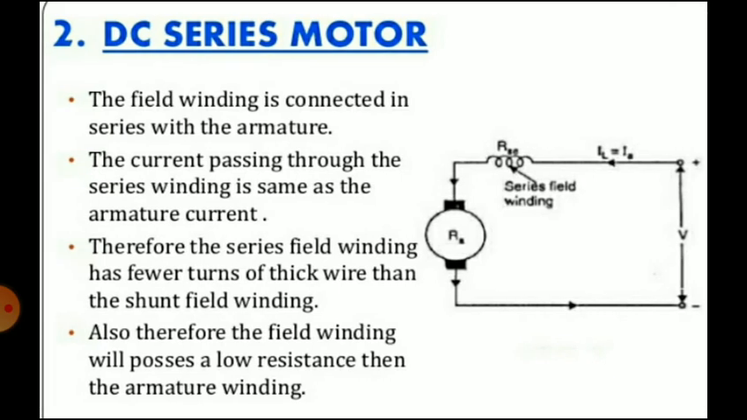Then DC series motor, the field winding is connected in series with the armature. So the current passing through the series winding is same as that of armature current. Therefore, the series field winding has fewer turns of thick wire than the shunt field winding.